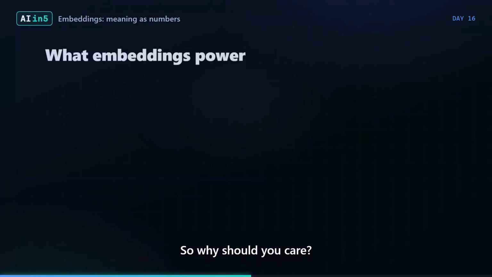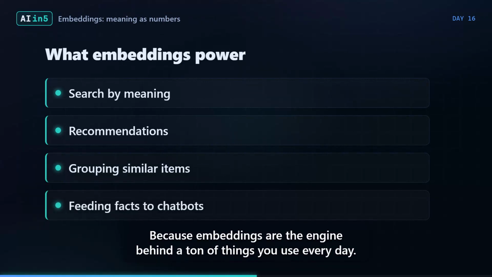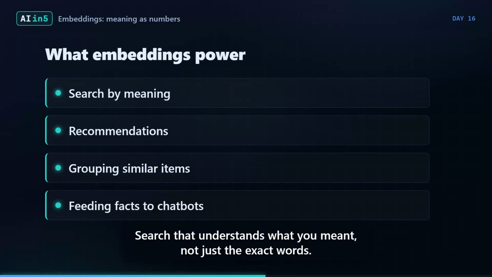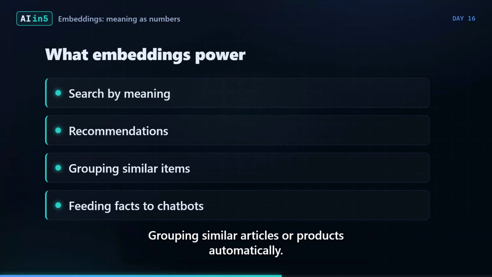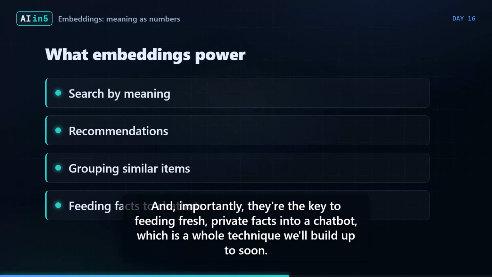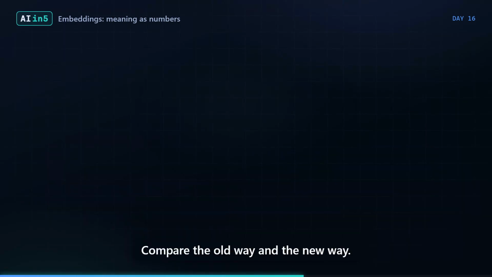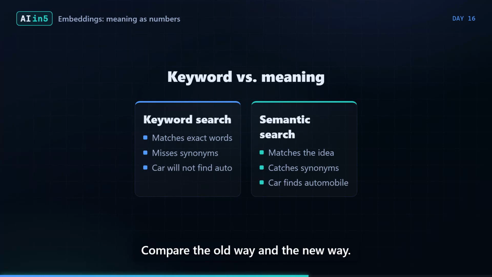So why should you care? Because embeddings are the engine behind a ton of things you use every day. Search that understands what you meant, not just the exact words. Recommendations that say, people who like this also like that. Grouping similar articles or products automatically. And, importantly, they're the key to feeding fresh, private facts into a chatbot, which is a whole technique we'll build up to soon. Compare the old way and the new way.